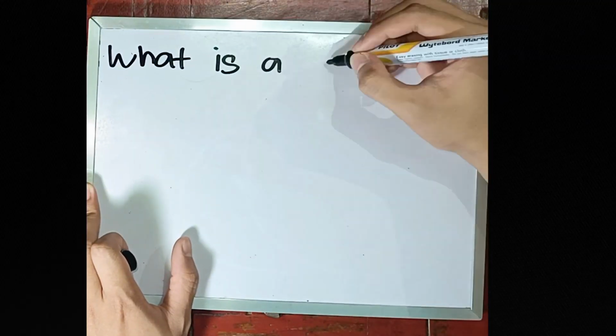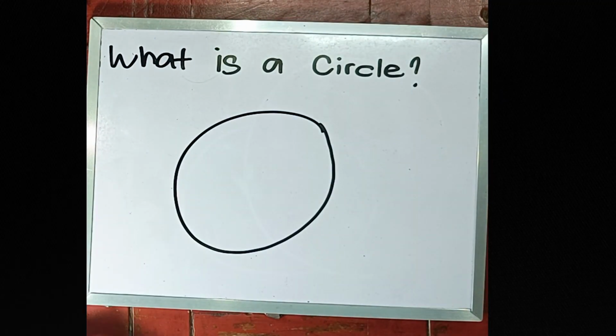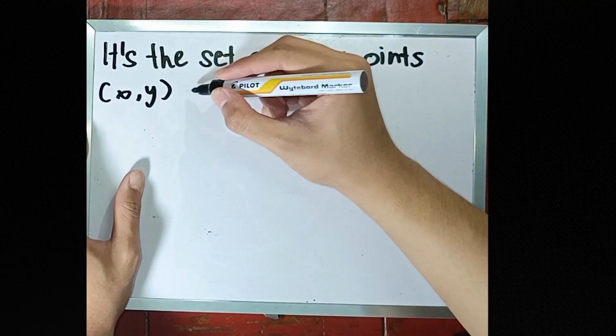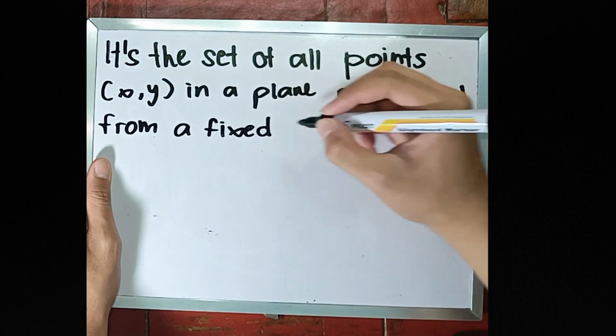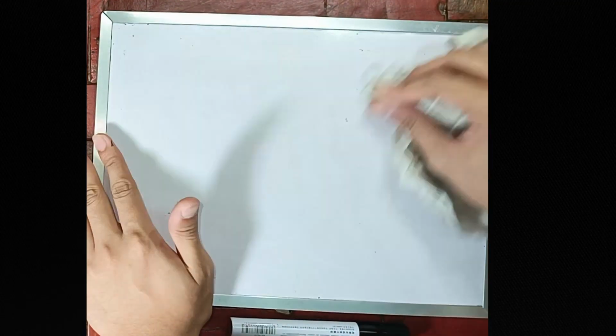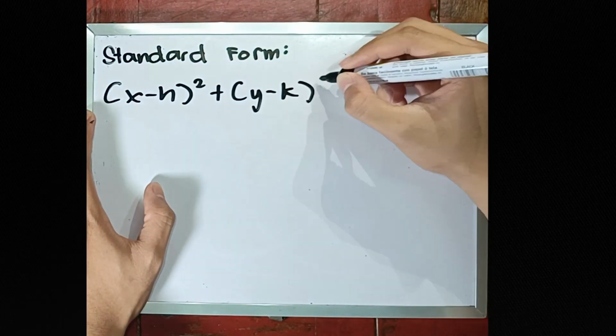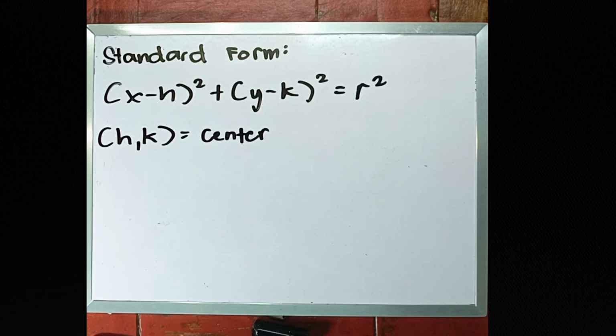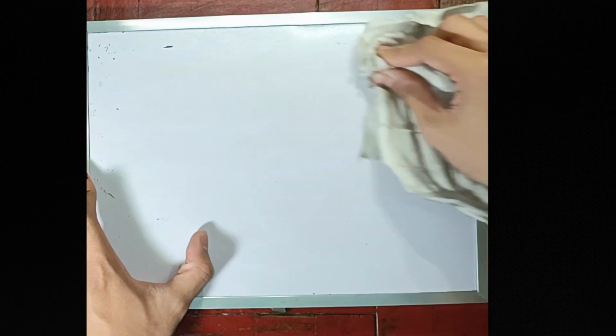So, what is a circle? It is the set of all points in a plane, equidistant from a fixed point called the center. In this form, h and k is the center of the circle, and r is the radius. Now, let's go over an example to get a better idea of how this works.